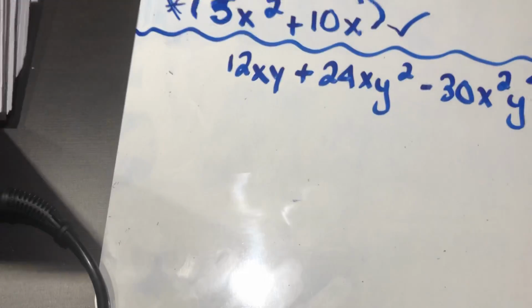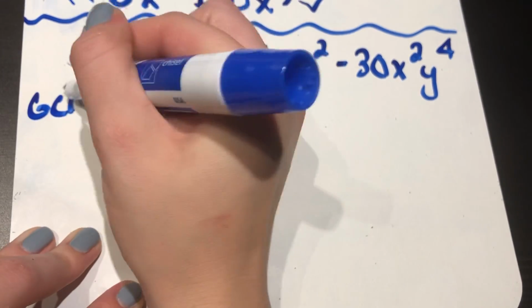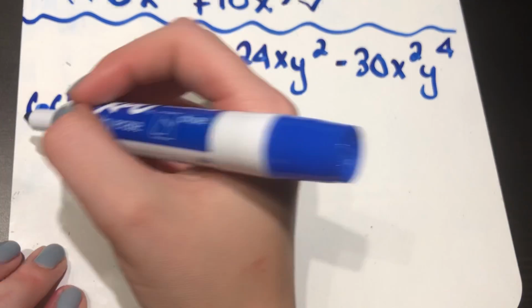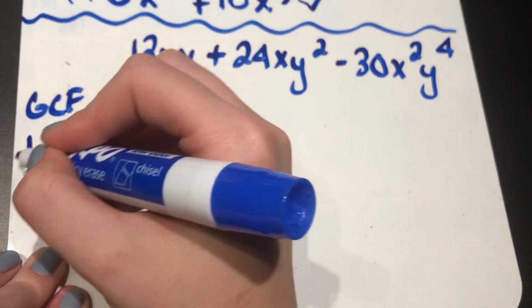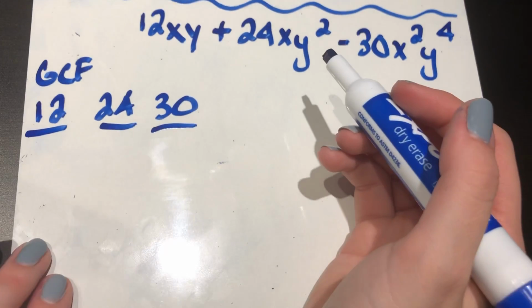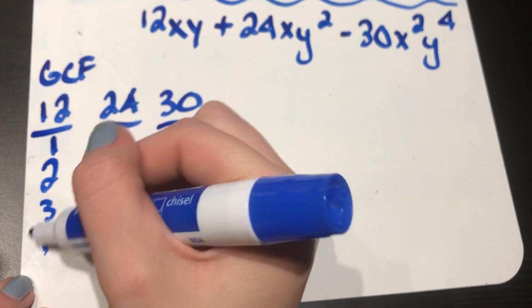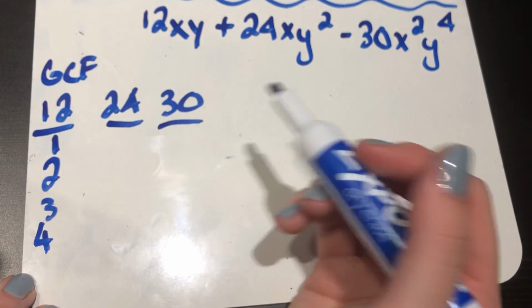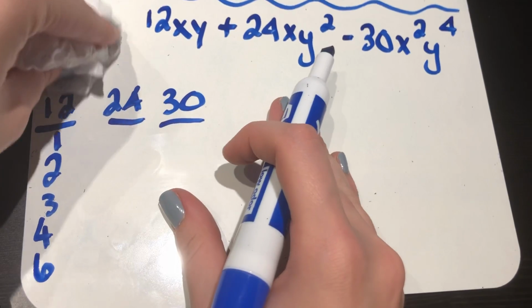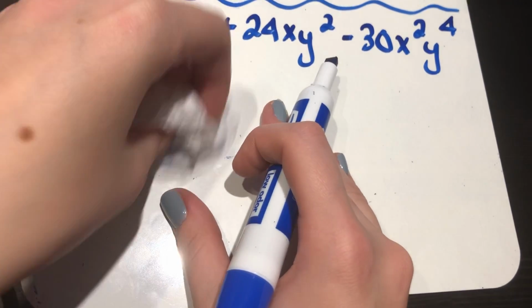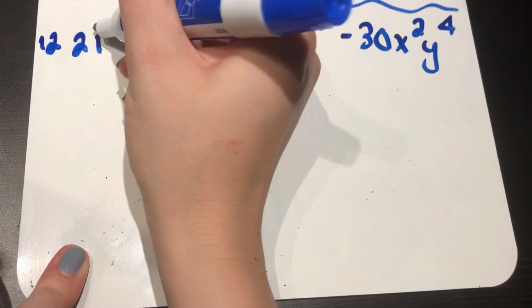So, all right, the first step, like I said, always the first step is to find the GCF. So we got 12, 24, and 30. So I'm going to look at 12, 24, and 30. What numbers go into 12? Well, we got 1, 2, 3, 4, 6. Actually, I'm going to make this bigger. 12, 24, and 30.